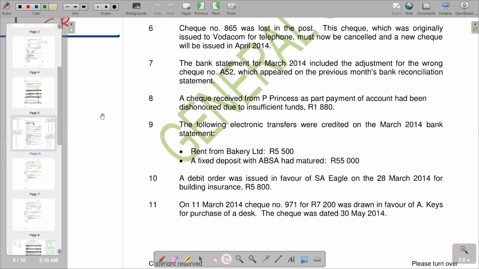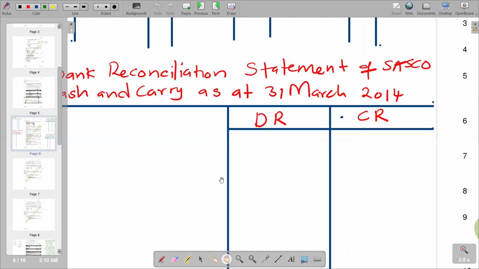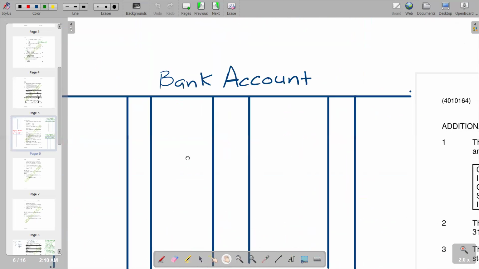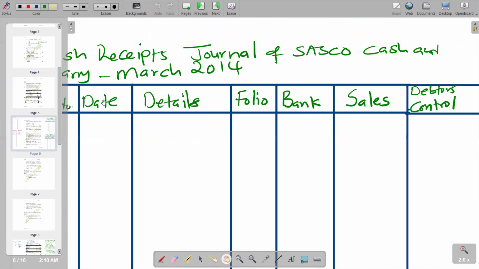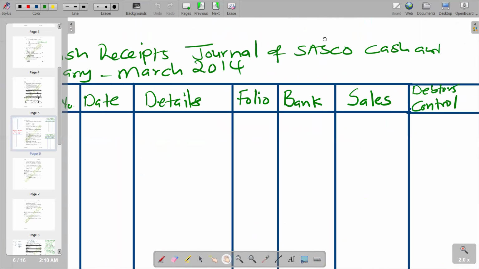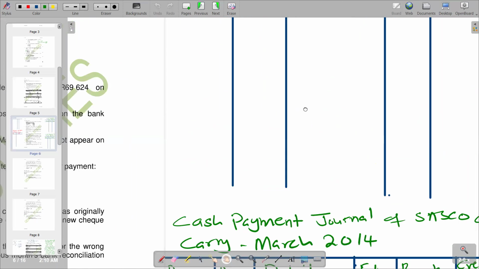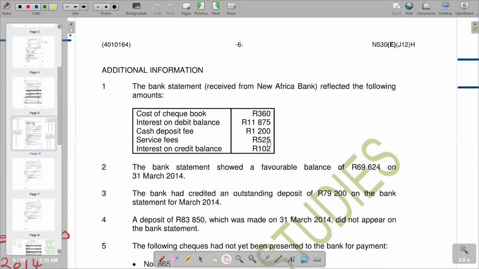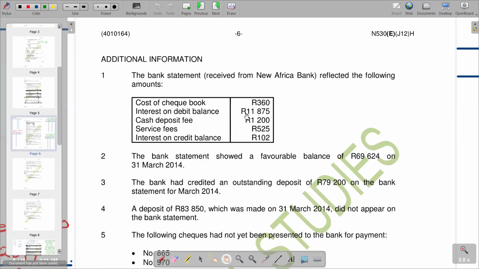So we'll see that we've got the bank reconciliation statement already prepared as it appears in the answer book. And we also have the bank account. And this is the cash receipts journal. And then we also have the cash payment journal. So we are just going to go item by item and post the entries to the necessary document according to the accounts and statements that we are given. So we go there, we'll see that this is what we have in terms of our additional information.